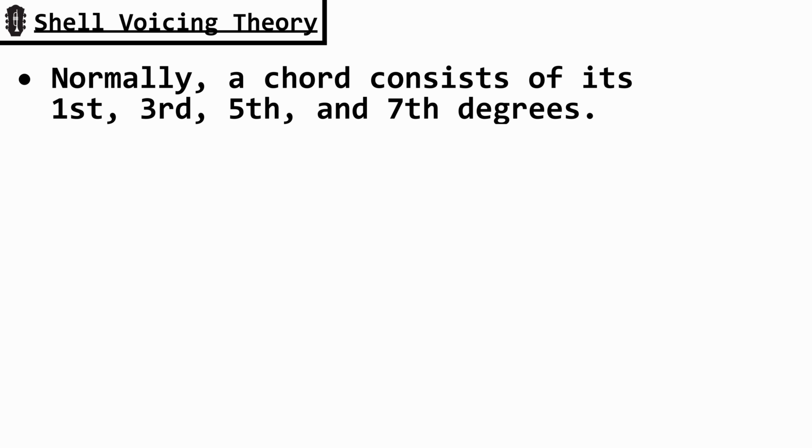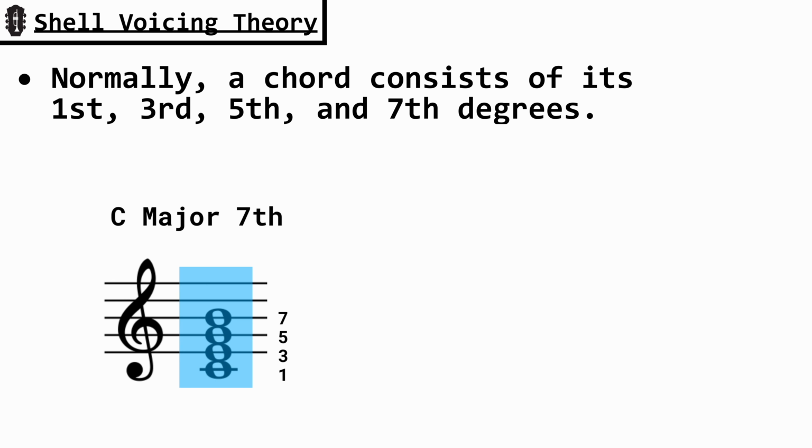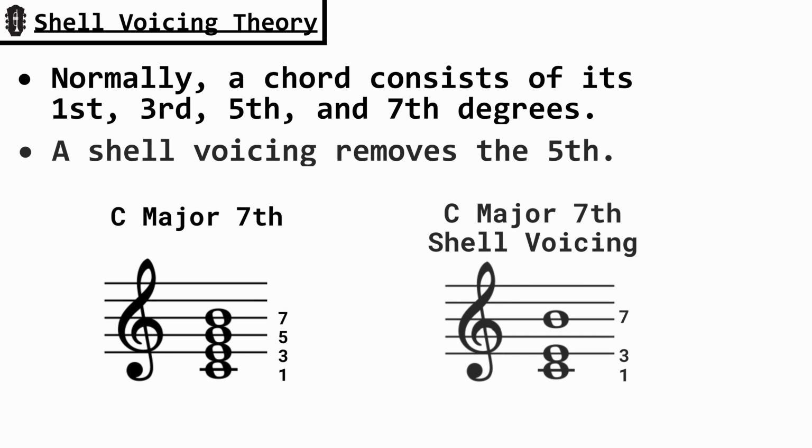So first off, what is a shell voicing? For that, let's check in quickly with a little bit of music theory. Normally, a chord consists of the first, third, fifth, and seventh degrees of the chord. For example, here's a C major seventh chord. A shell voicing takes away the fifth, so it consists of the first, third, and seventh degrees of the chord.